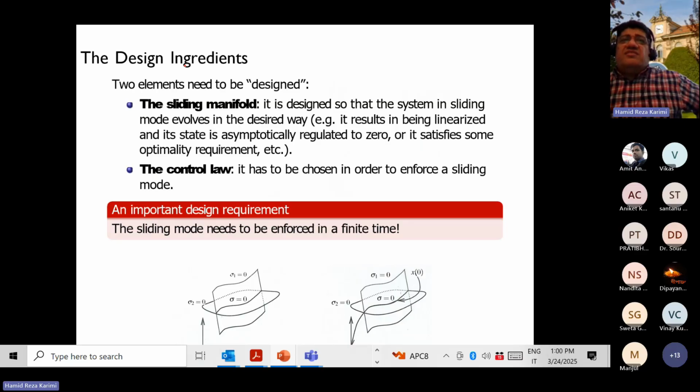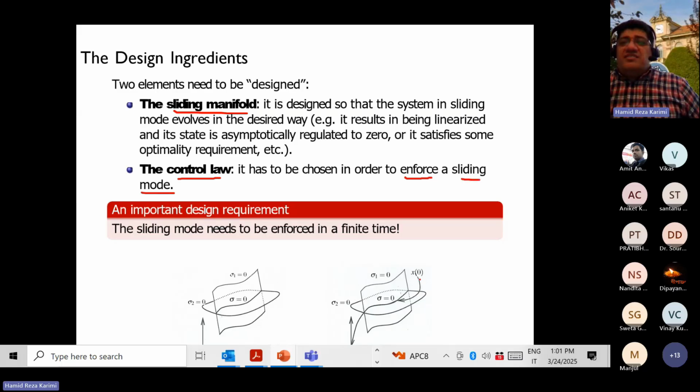If you look at the design ingredients, there are two elements. One is a sliding manifold. The second is the control law. The sliding manifold is a sigma x, which means how to choose the sigma zeros, and this is one parameter to be designed. For the system in a sliding mode, we look at how the asymptotic state can be regulated to zero once it comes to the sliding manifold. But the control law has to be chosen in order to enforce a sliding mode. This is very important.